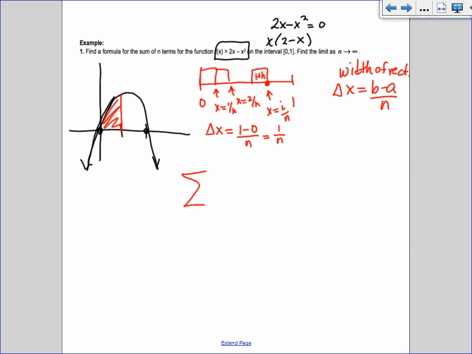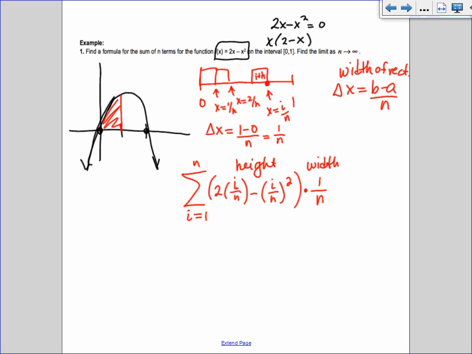So in my summation formula, it's always your function evaluated at the ith rectangle using whatever endpoint you want. In this case, we want right endpoints. So my function is 2x minus x squared, so 2 times i over n, minus i over n squared. That's my function. You nervous? And then times the width. The width is 1 over n. Height times width. So I'm going to have i equals 1 to n, and I'm going to simplify it out.